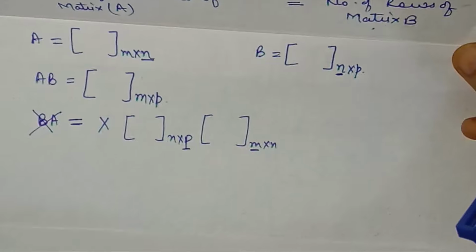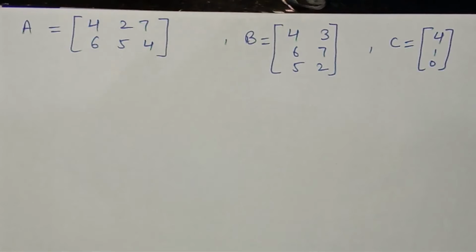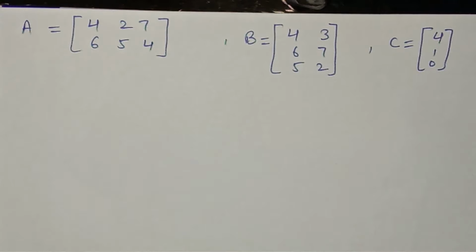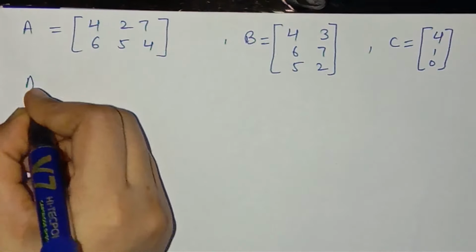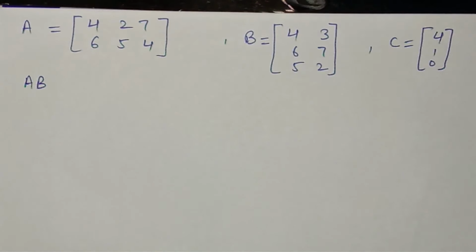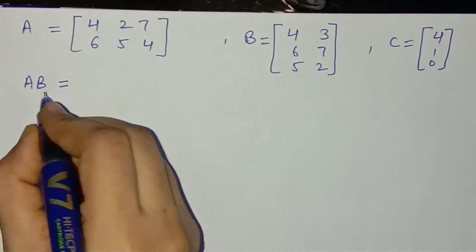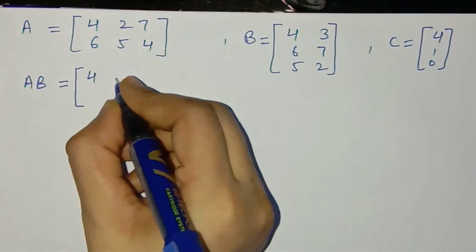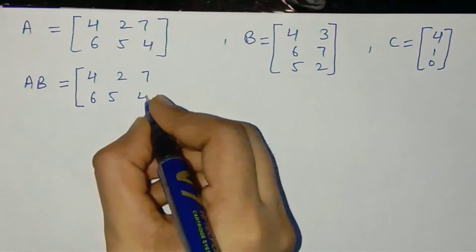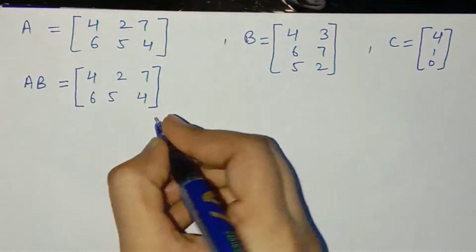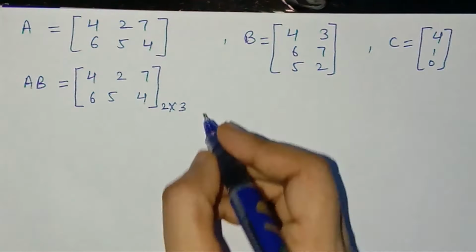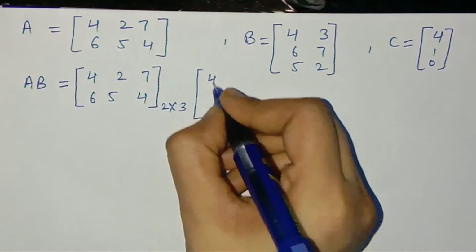Now I am taking an example for the multiplication of two matrices. Let's see with the help of this example how we can multiply two matrices. Matrix A, matrix B and matrix C are the three matrices. One by one we'll find the multiplication. If we have to find A into B, that is, multiply matrix A with matrix B, is it possible? 2, 7, 6, 5, 4. This is my first matrix and the order of this matrix is 2 by 3, and the second matrix is matrix B.